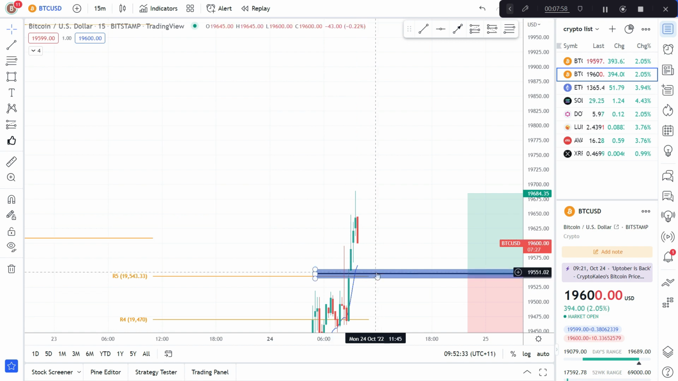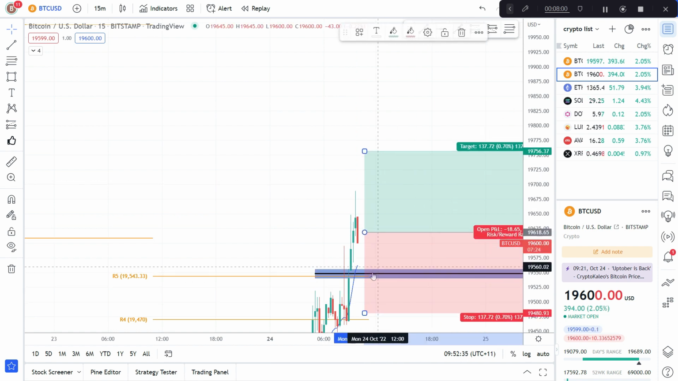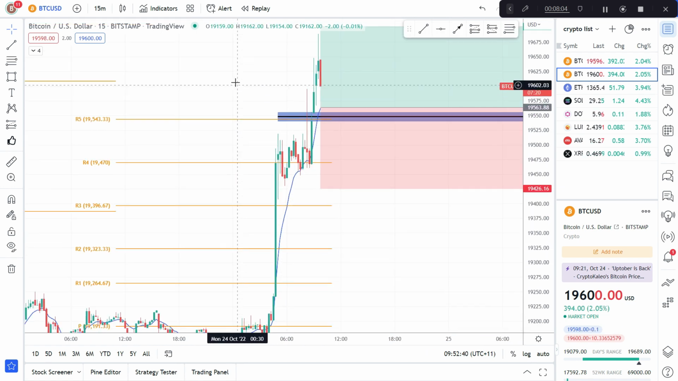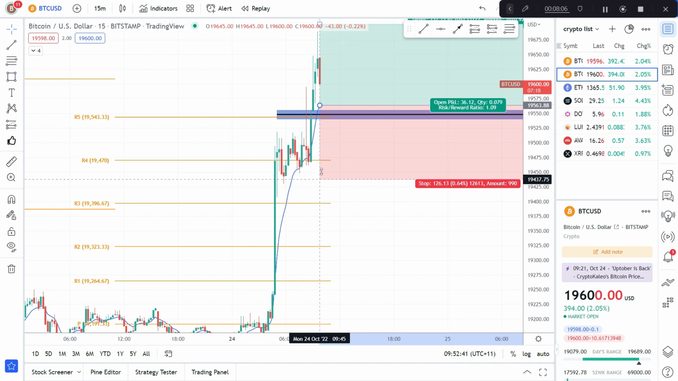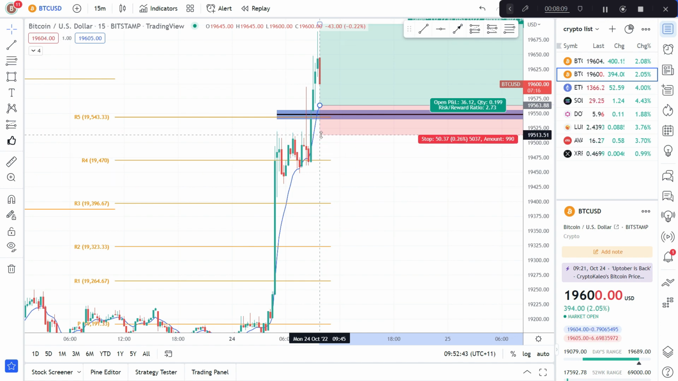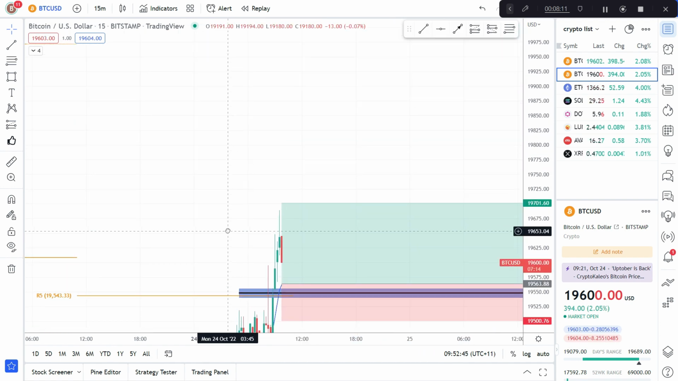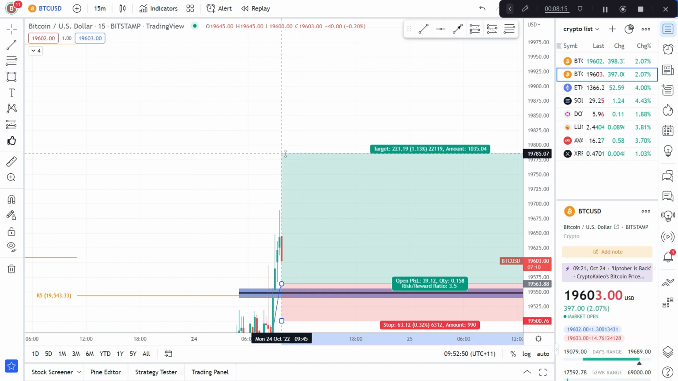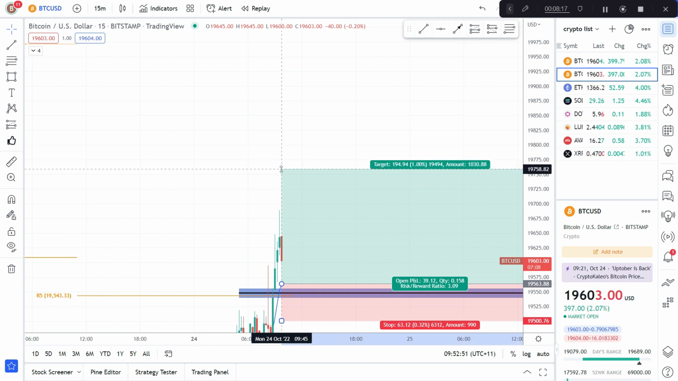But again, you can see where the EMA is right here. So I might be doing something like this with the 15 minutes and then just chucking it slightly under here. And then going for like a 1-to-3, right? That would be wonderful. That would be a great trade.